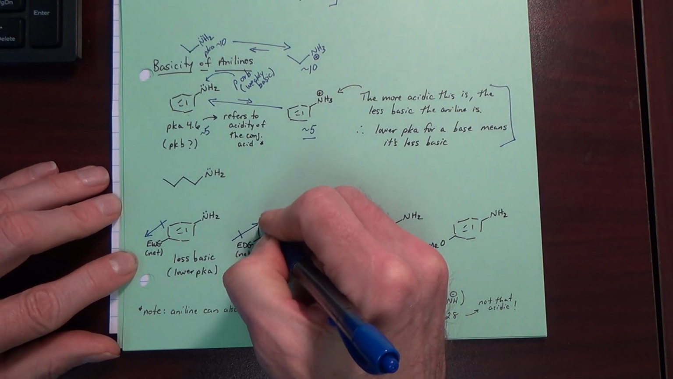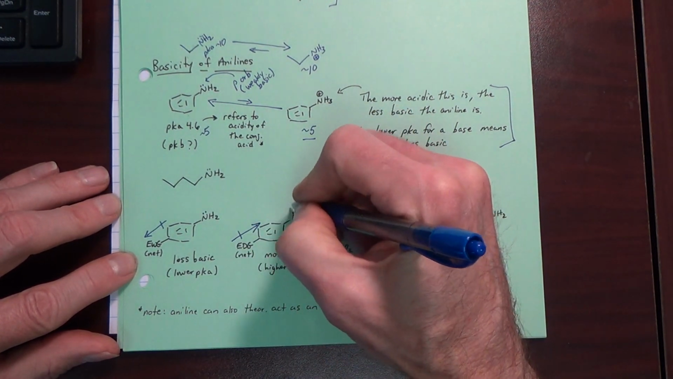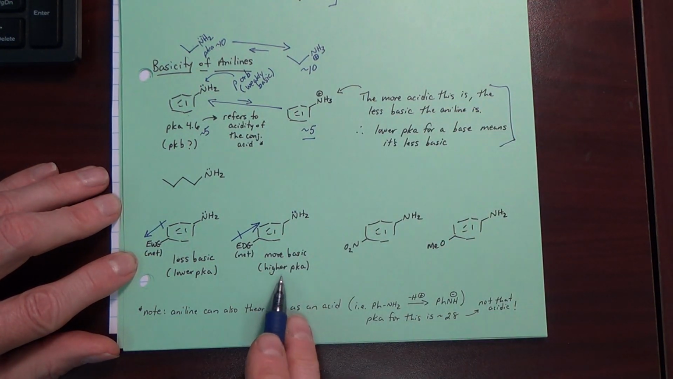If we donate, that's going to increase the electron density here. That would make it more basic and higher pKa.